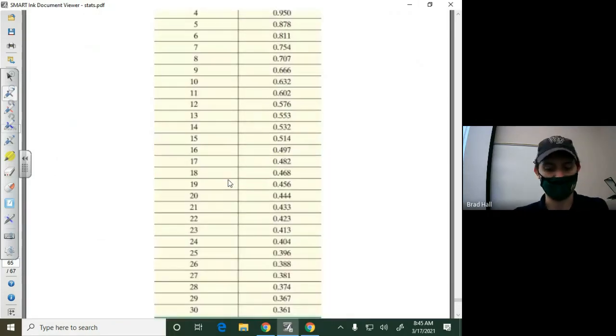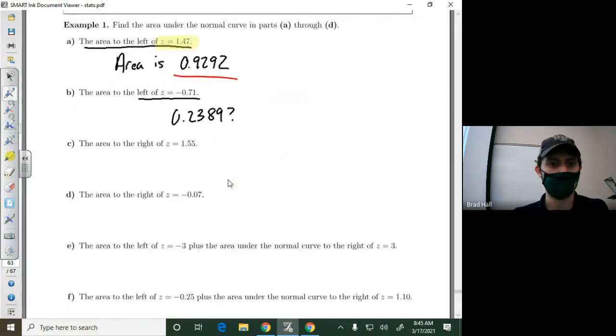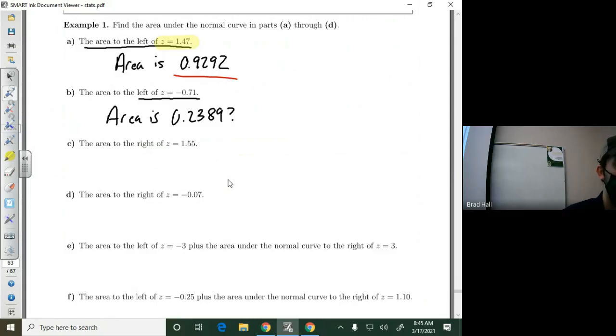0.2389 though, and that's it. 0.2389. So this is, in fact, valid. And we can remove the cumbersome question mark. All right, so let's make this a little bit more complicated.